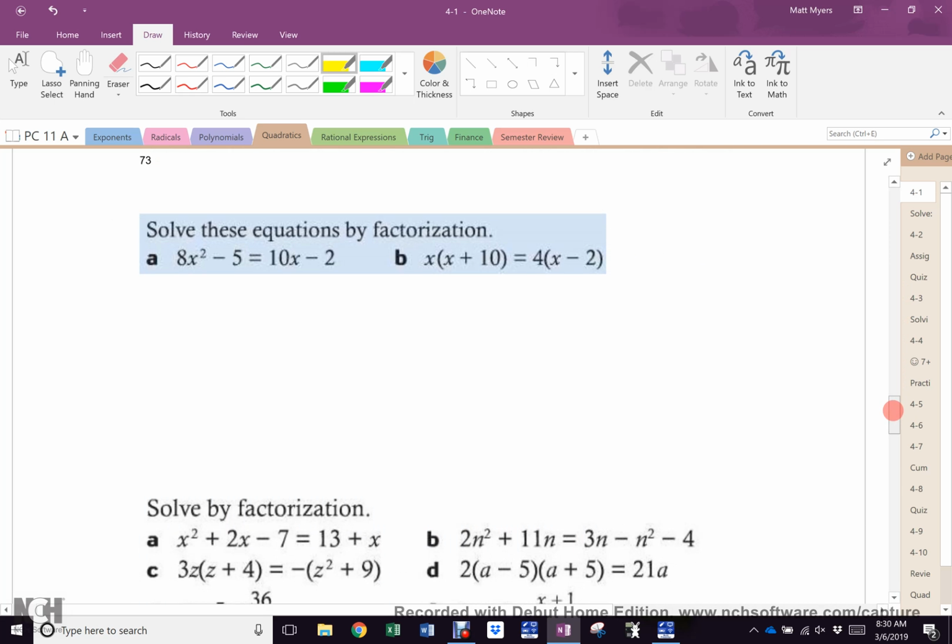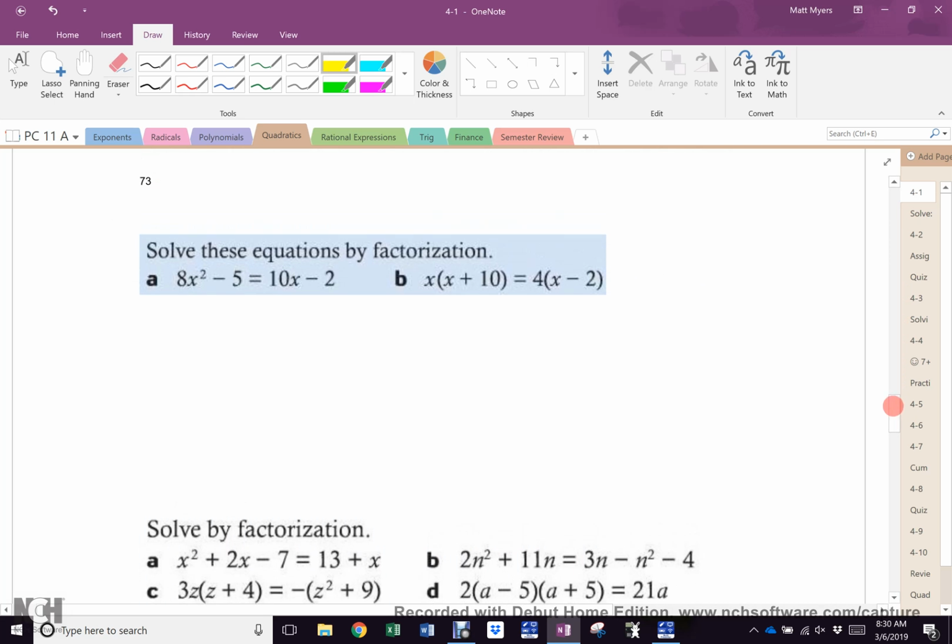I want you guys to go to 73. Looking at this, and I say to solve it by factorization. Now think about the end of the radicals unit. Jack? Wouldn't you just move everything to one side? Absolutely. You would do what you already know how to do. You would move everything to one side. Because right now, this is ugly. Everything's all over the place.